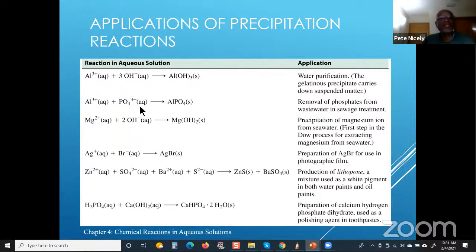You can also remove aluminum ions using this reaction here. Again, in this case, actually, this is used to remove phosphates by adding aluminum ions to it, and so on and so forth. I won't go through all the other examples, but you can read them on your own. But these are all applications of precipitation reactions.